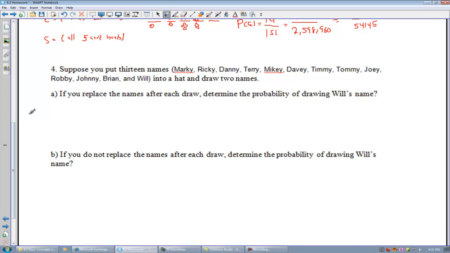All right, so what we have is an event space and a sample space, and we're making 2 drawings, so let's do both of these.